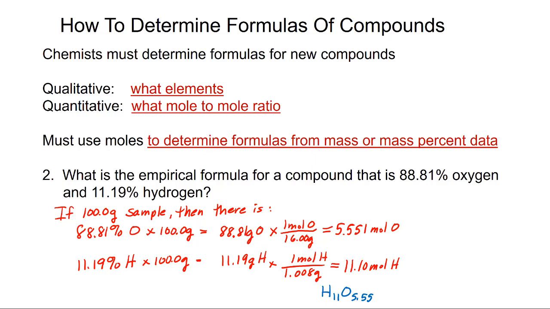In order to get these values into whole numbers, we can divide by the smallest value of moles. In this case, the smallest number of moles is the moles of oxygen. So dividing through by 5.551 gives us 1 mole of oxygen and 2 moles of H. And now everyone can see that this molecule is good old H2O.